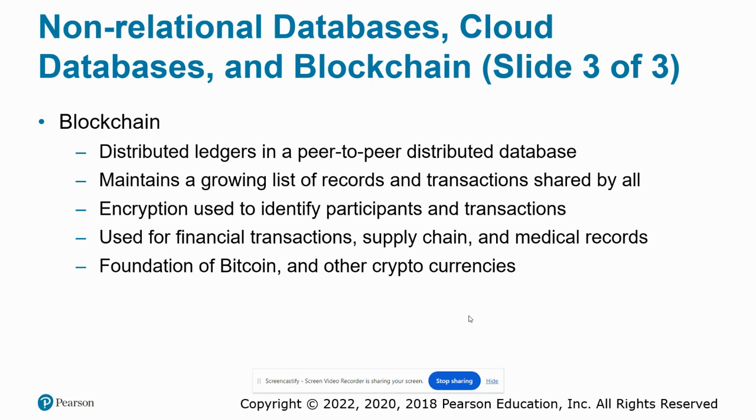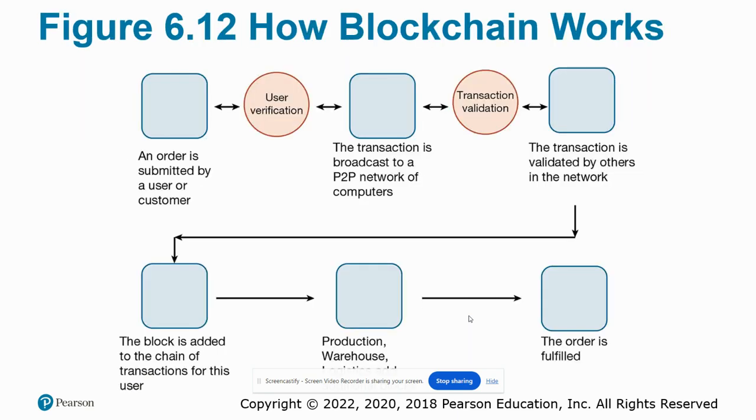Blockchain is a transaction database that uses encryption to ensure the validity of transactions among the parties in the system. Blockchain will be discussed more fully in Chapter 8. As we look quickly at blockchain, a blockchain system is a distributed database that records transactions in a peer-to-peer network of computers.